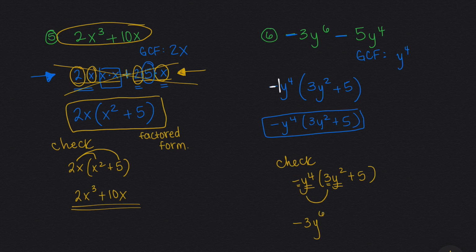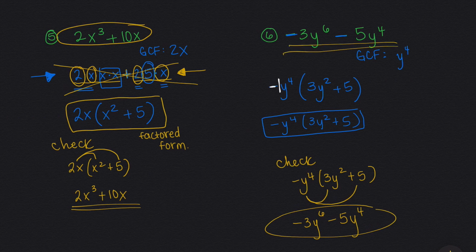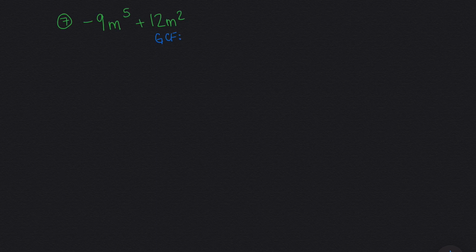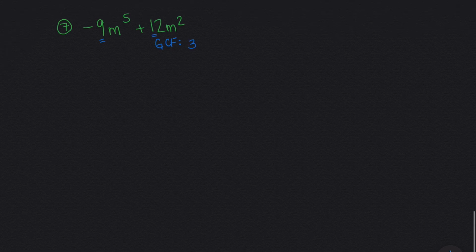So that's our first term. Then we multiply negative y to the 4th power times 5, and that would simply be negative 1 times 5, which is negative 5, and then y to the 4th. When we compare, this is exactly our original, so we know that we factored correctly. Here's our final question for today. Negative 9m to the 5th power plus 12m squared. We'll start by considering the greatest common factor of these two terms, and the greatest common factor of 9 and 12 is 3. But remember, we also want to consider how many m's both terms have in common.